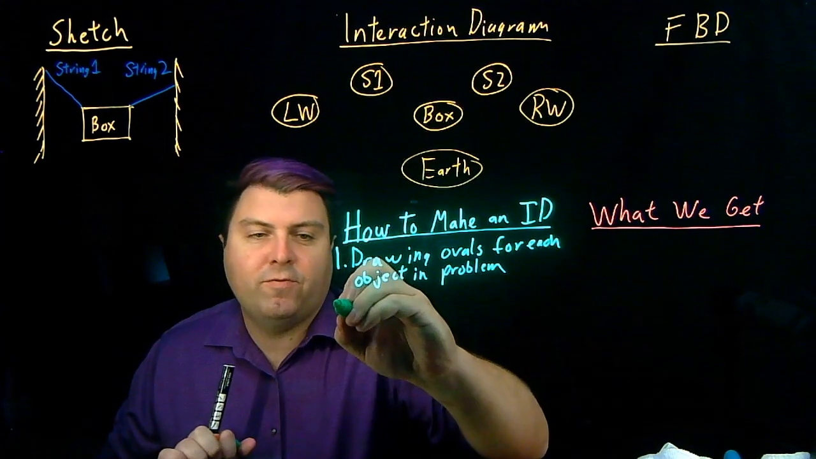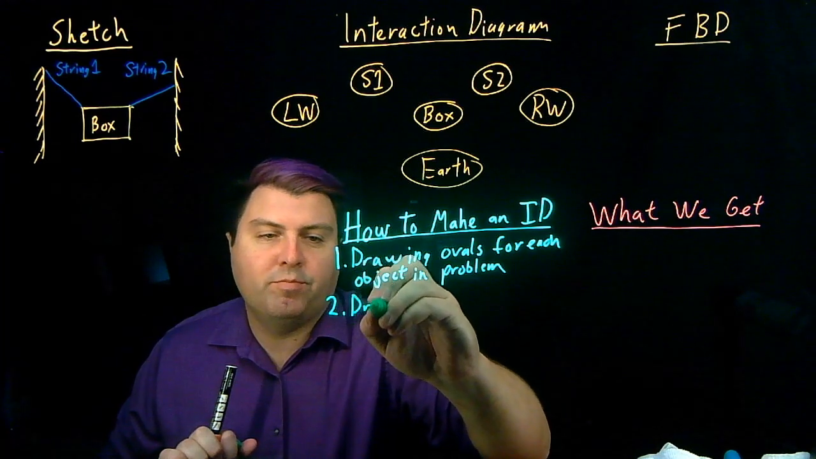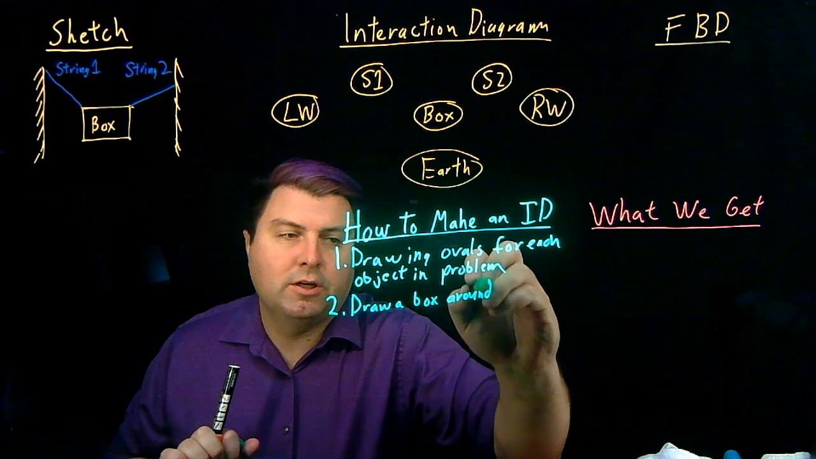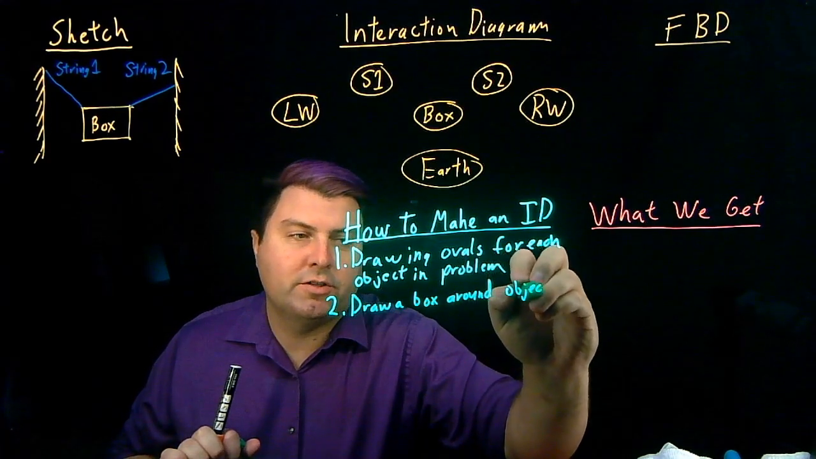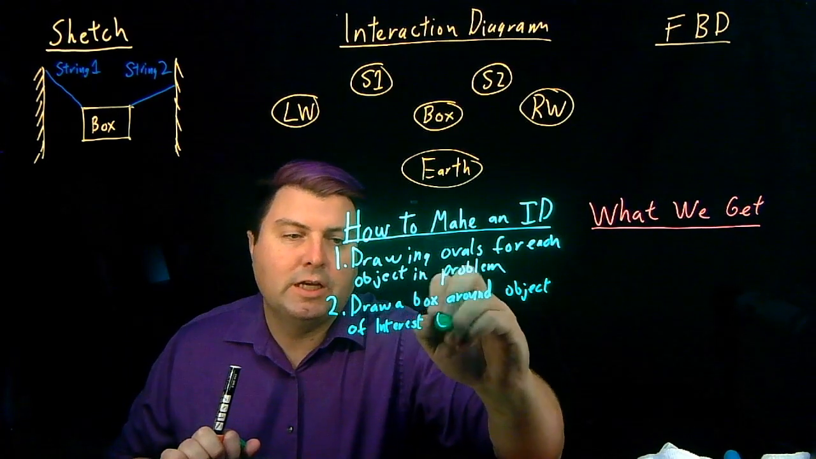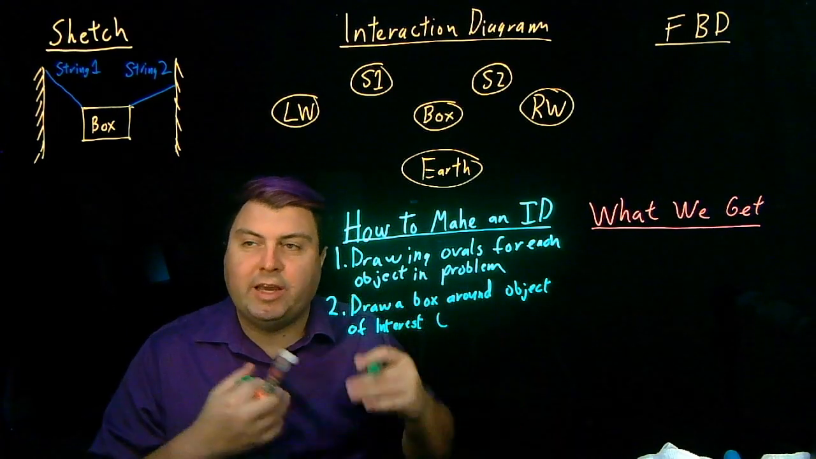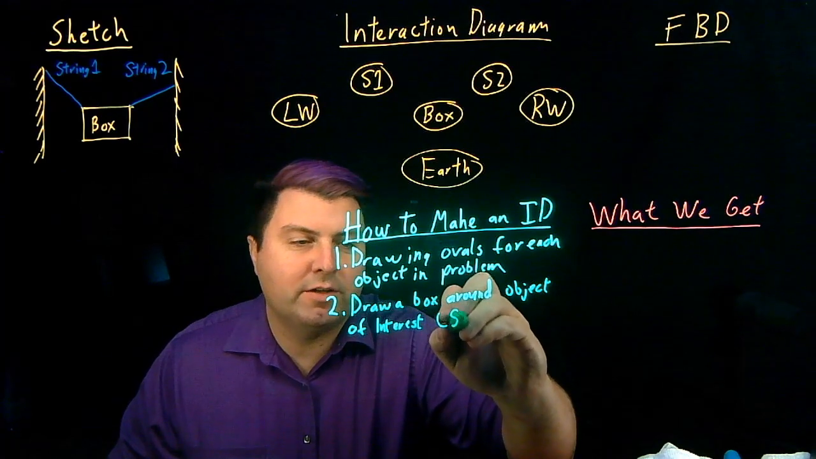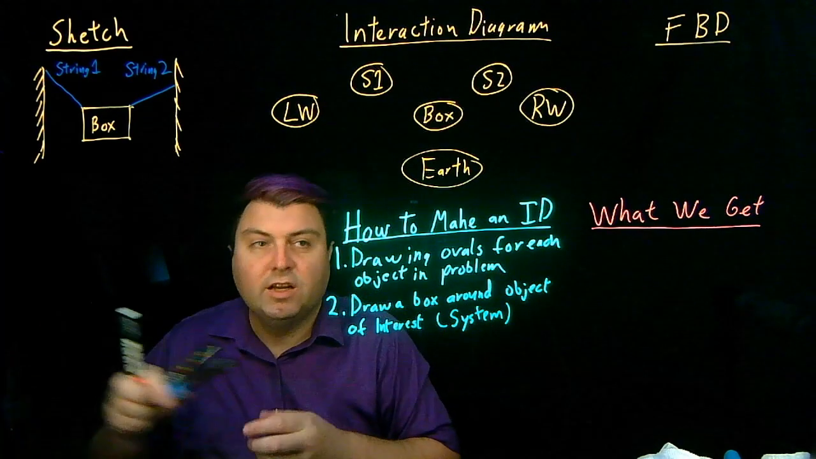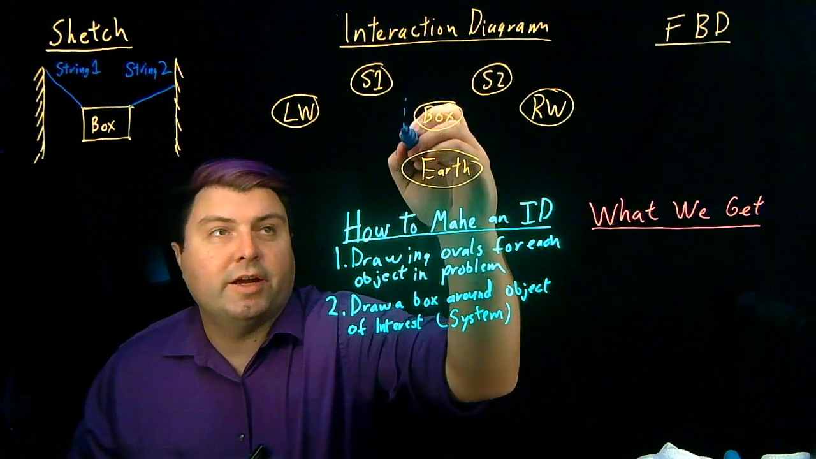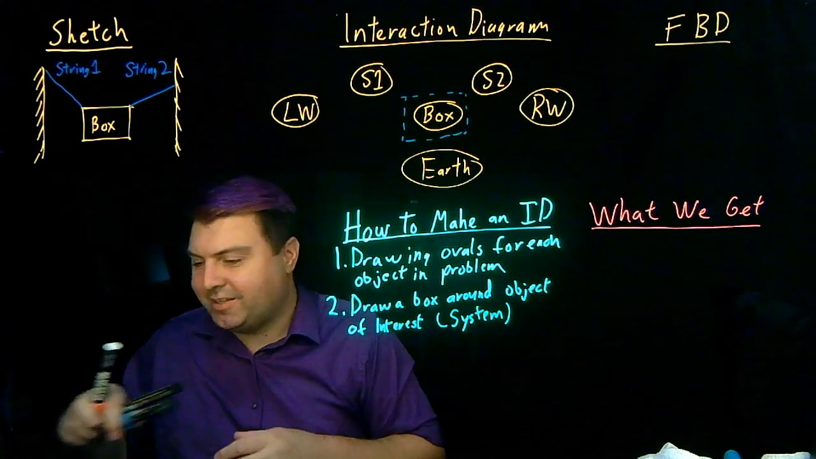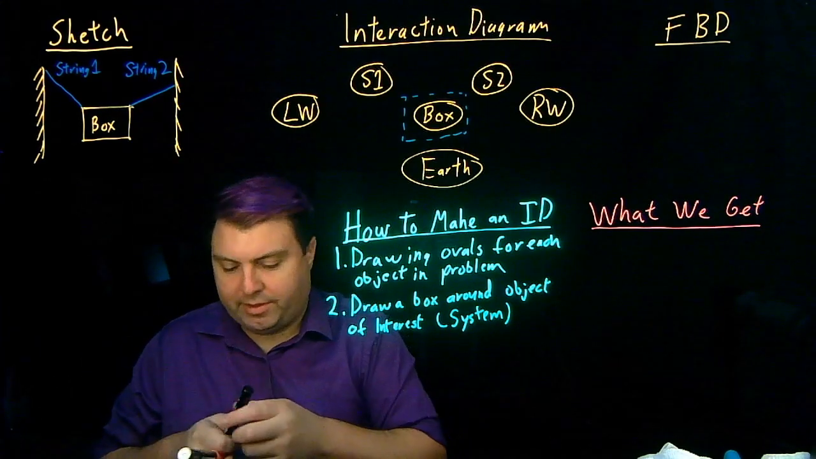Our next step is we want to draw a box around the object of interest. What we're going to hear in next week and in future weeks is that this box is going to be called our system. So in this case, our box is going to have a little box around it, and everything is good with that.